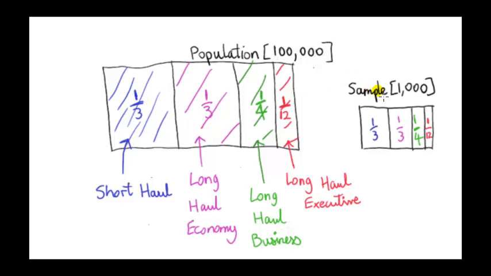So if we want a representative sample of size 1,000, we would have to take a simple random sample of size 333 from the stratum representing short haul passengers. Similarly, we would have to take a simple random sample of size 333 from this subgroup or stratum representing all long haul economy passengers. Of course, we have rounded here. The exact value would be 333 1/3 for each of these. But just after rounding, that's roughly what we will have.